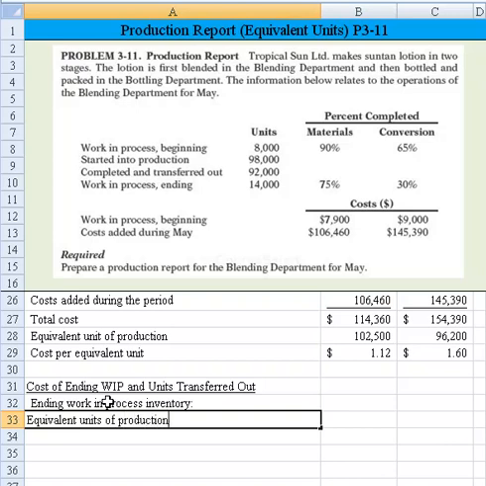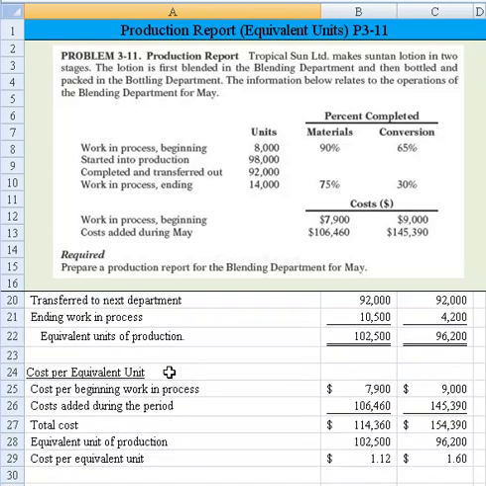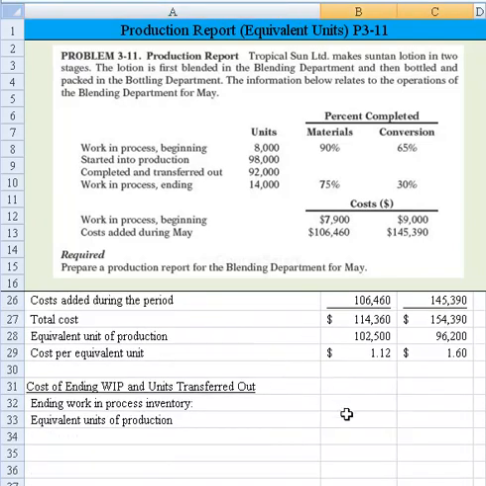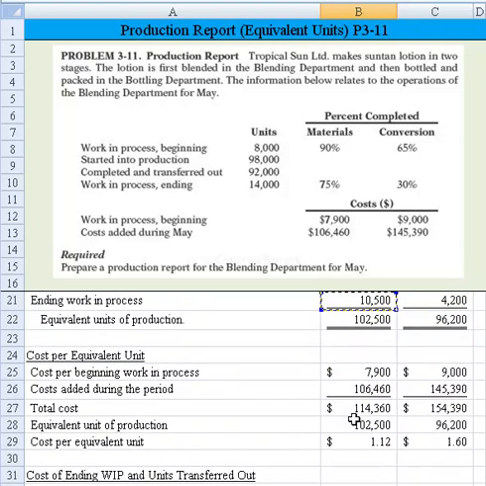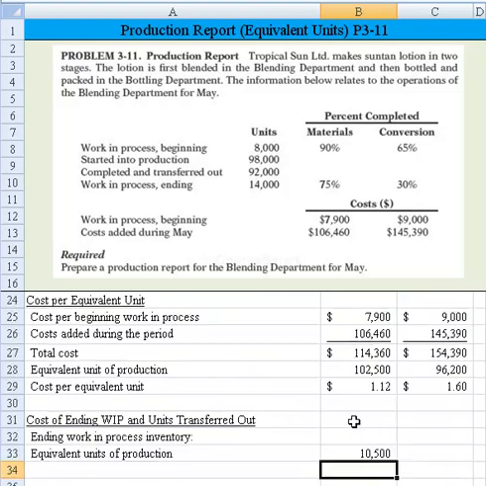And we already have that for the ending. I'll slide up here. It's those units right there, the 10,500 and the 4,200. So I will just reference those cells from above, which was 10,500. Slide on down, and then I can copy this over. It'll pull the 4,200 up.